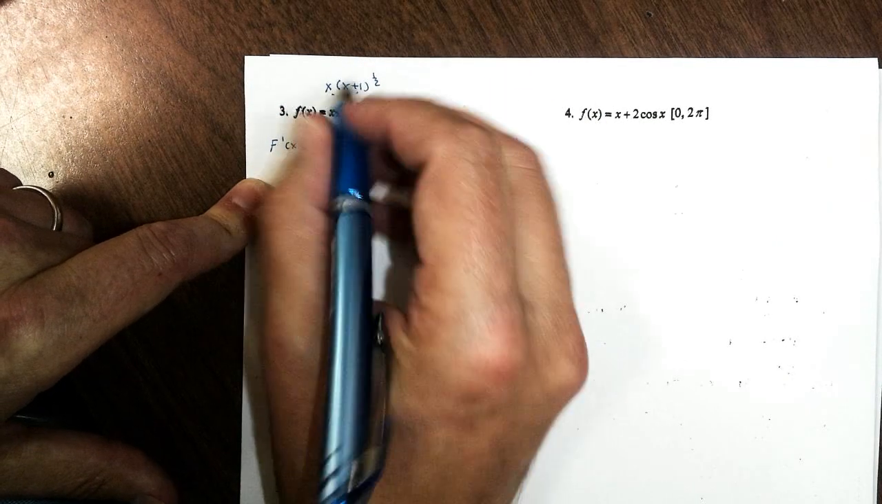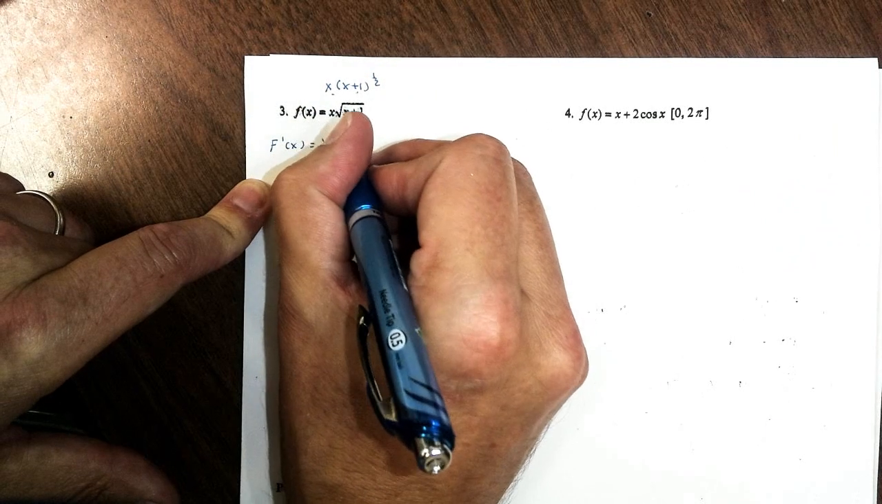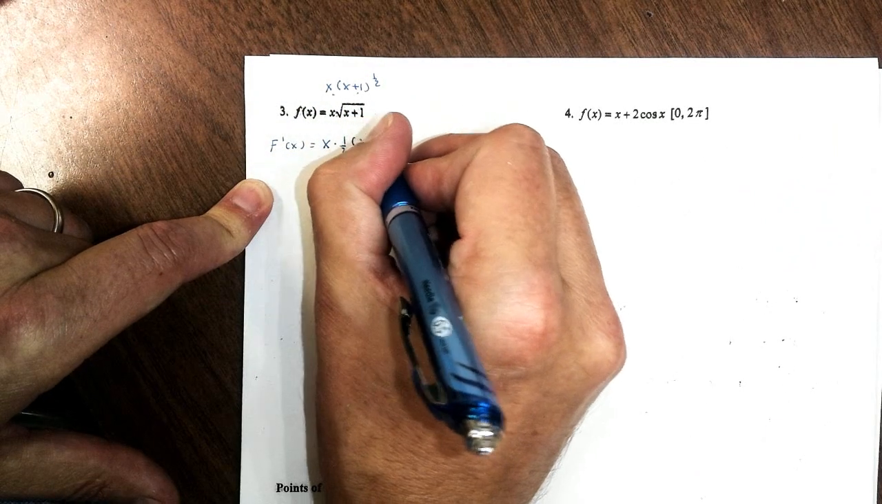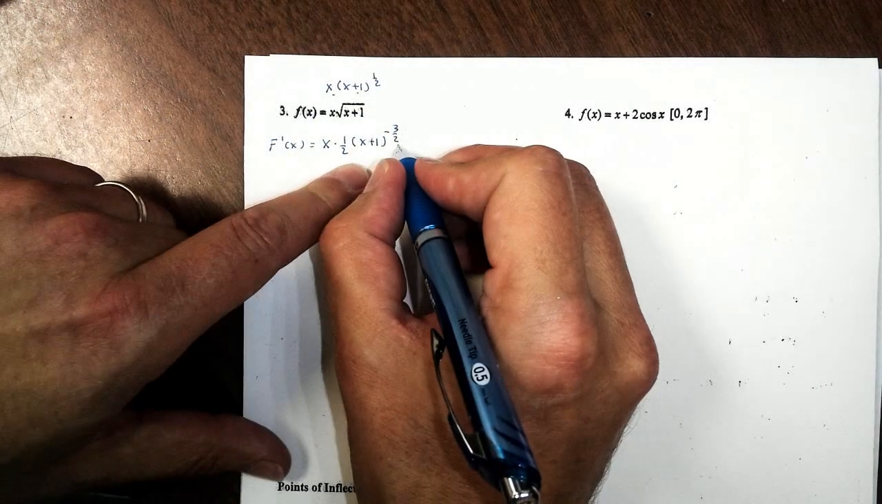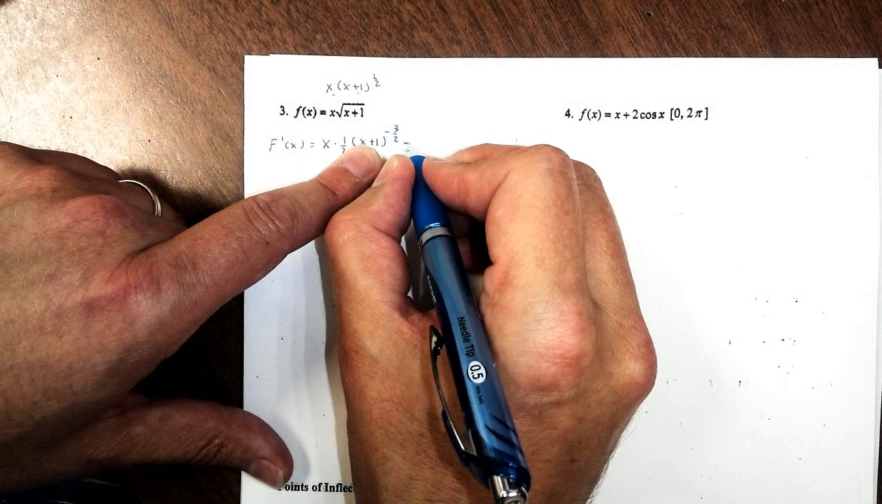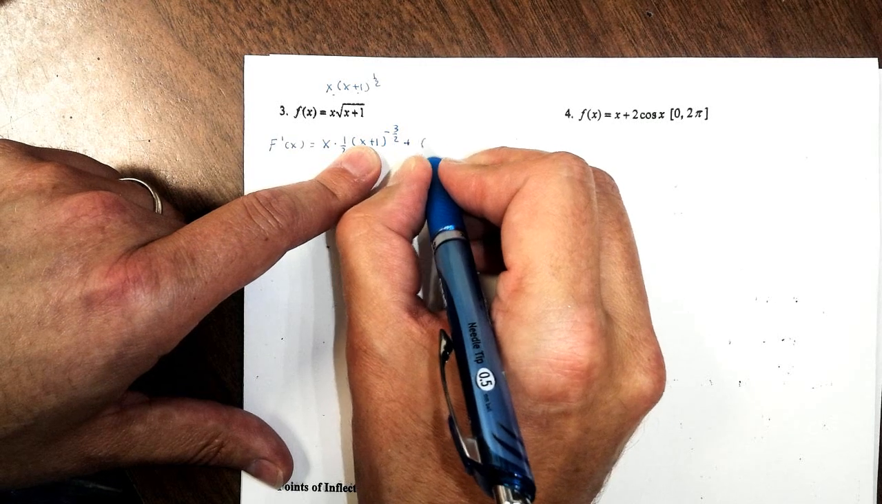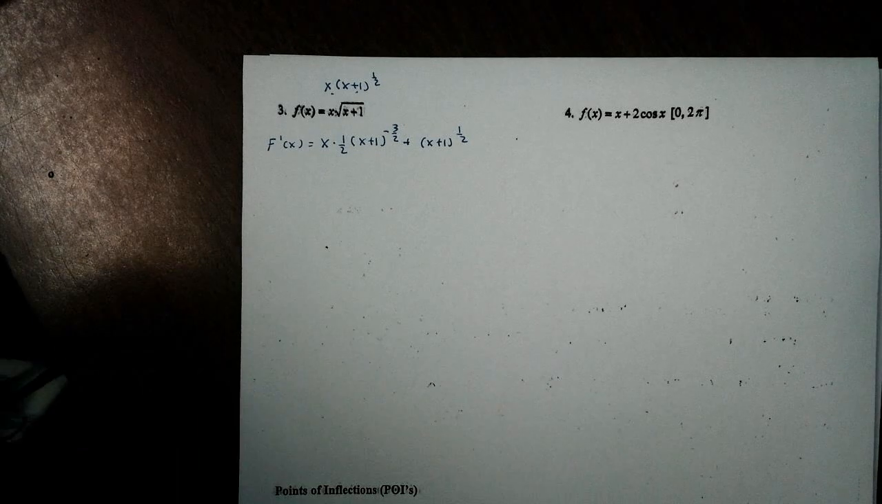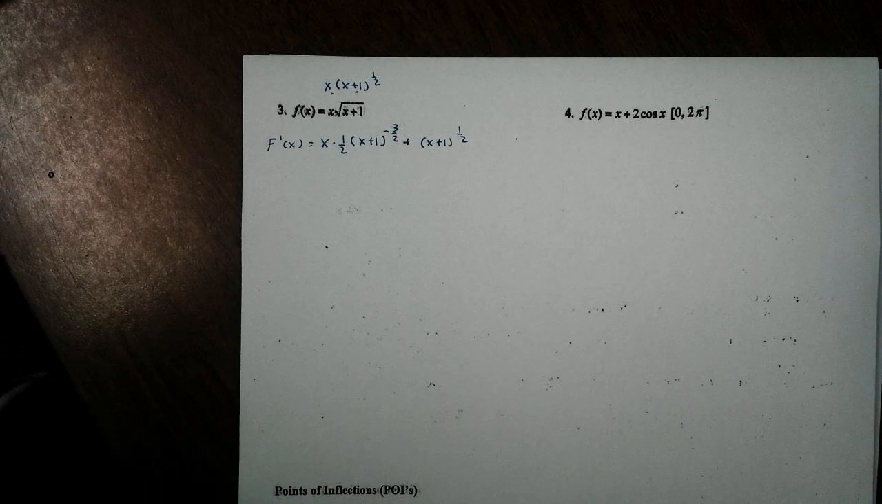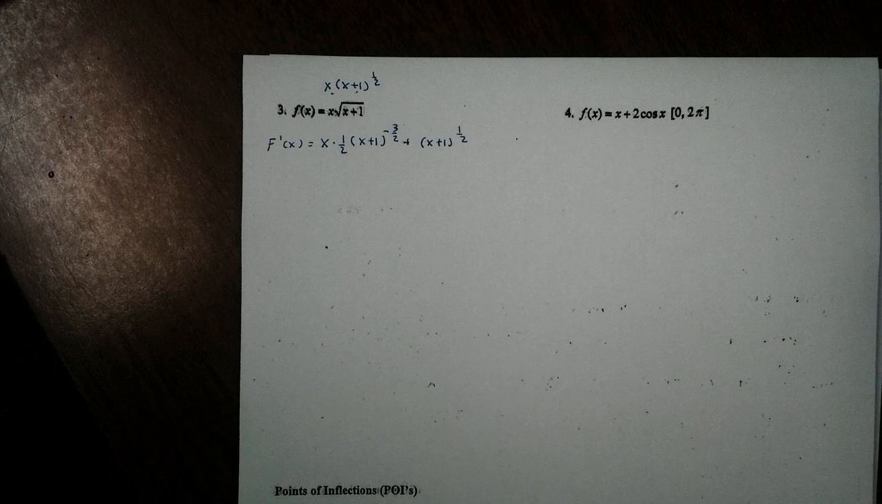The first times the derivative of the second, so x times 1/2 (x plus 1) to the negative 3/2, times 1, which is a chain rule, but it's just 1 on the inside, plus the second, (x plus 1) to the 1/2. Now that's my first derivative. Okay, now is where the fun actually begins.